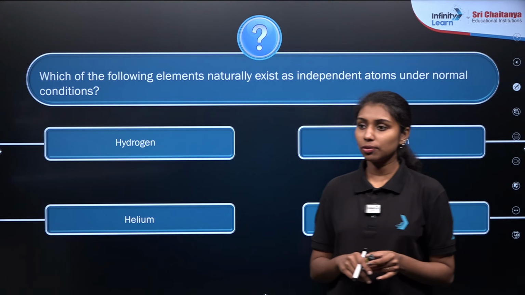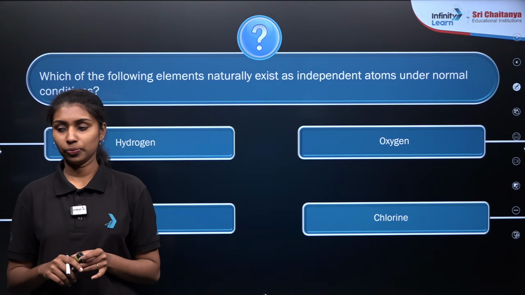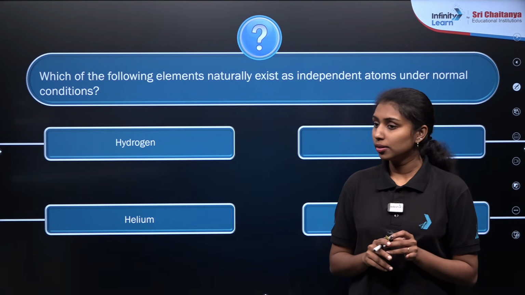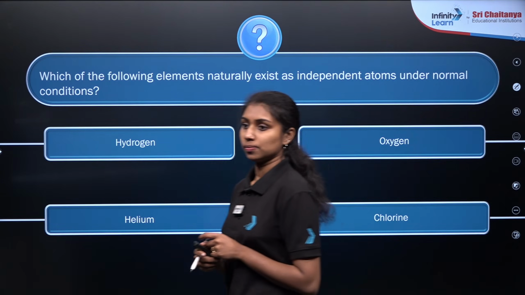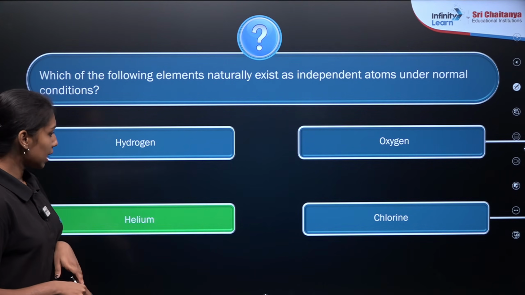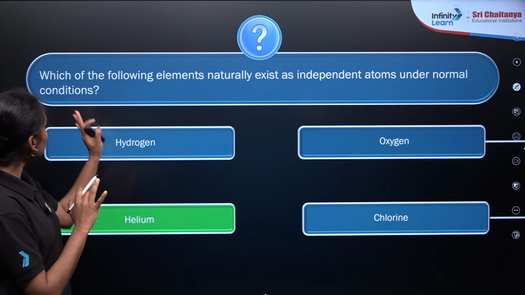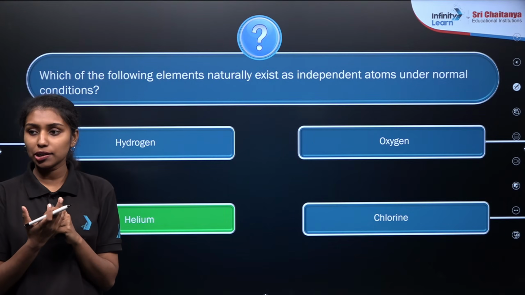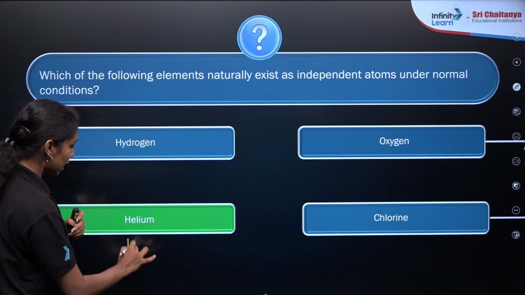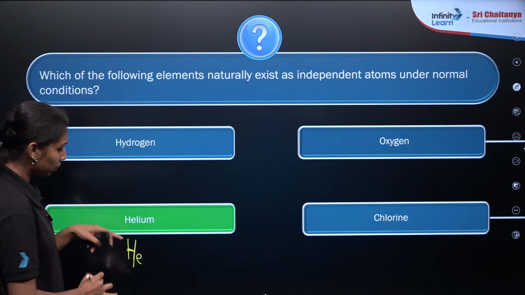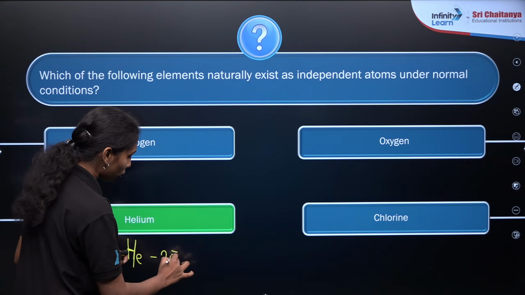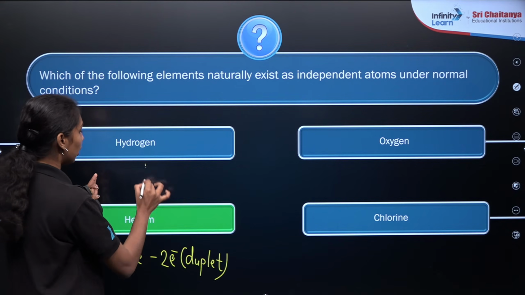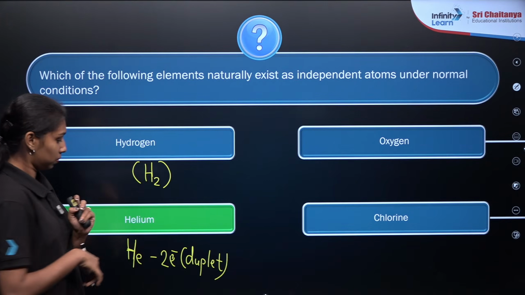So we have seen one exception in the case of noble gases, right? They have the duplet configuration even though they are stable. Yes, Aditya, you are correct. Option C is the correct answer, right? Helium. Our question is, which of the following elements naturally exist as independent atoms, which means they do not form any diatomic or polyatomic molecule. Helium simply exists as a single monoatomic atom, right? It has 2 electrons, a duplet configuration. But in the case of hydrogen, it attains stability by forming the H2 molecule, the diatomic molecule. Is that clear?